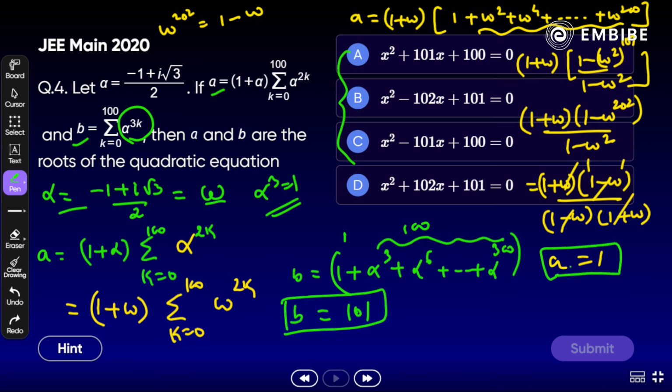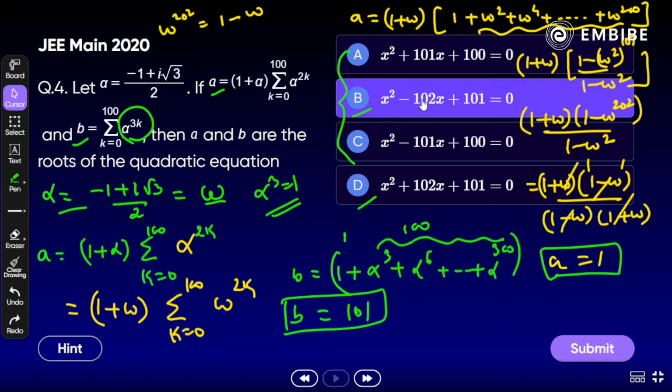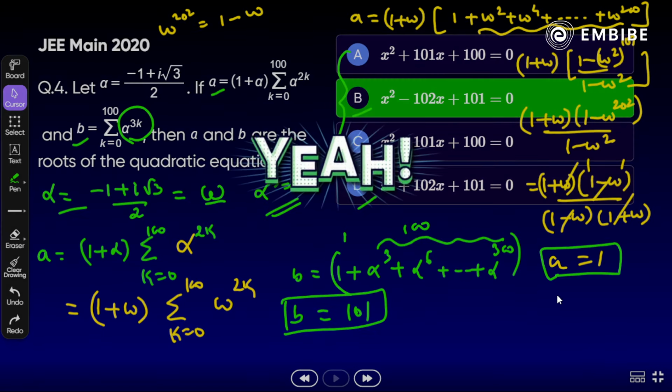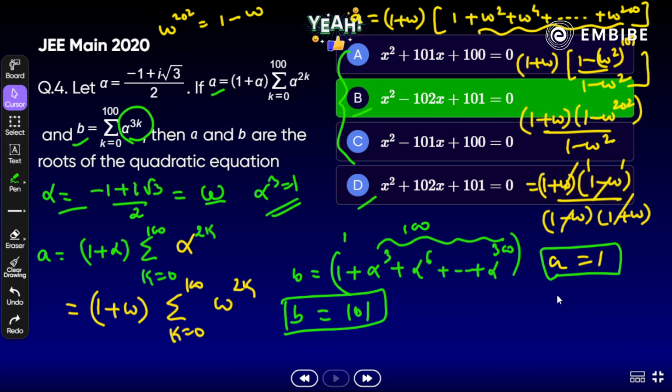So, which option is correct here? Sum of root is 102. Sum of root is alpha plus beta. Product of root is 101. So either option B or D. 102 means option B. Yes, minus 102, as the sum of roots is minus B by A. Done. Clear? Easy? Simple? It's so easy and simple here.